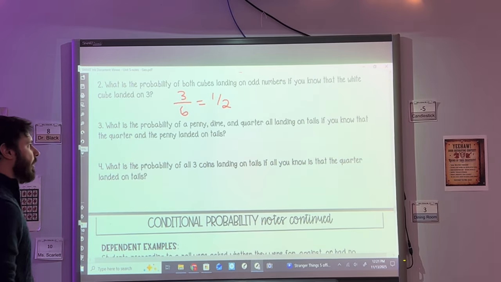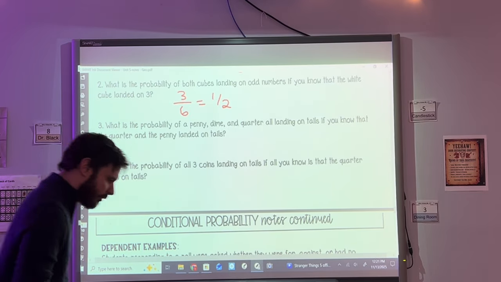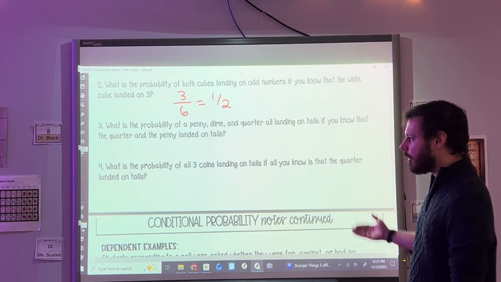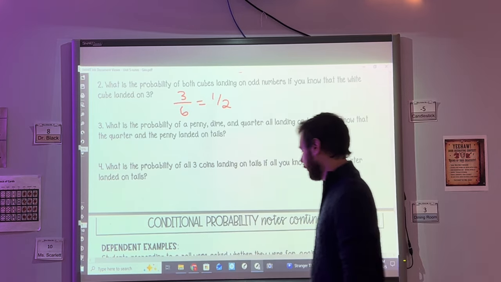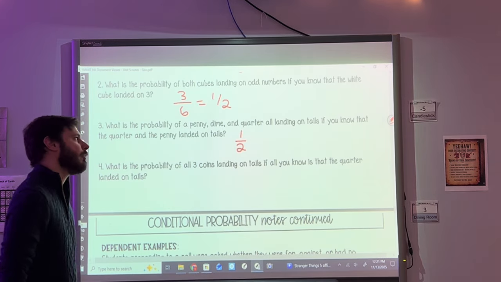What's the probability of a penny, a dime, and a quarter all landing on tails if you know the quarter and the penny landed on tails? Okay, well, the other coins don't care, right? Great for the other coins, they're already tails. What's the third coin doing? The third coin is going to be 1/2. Got half a chance to land on tails.